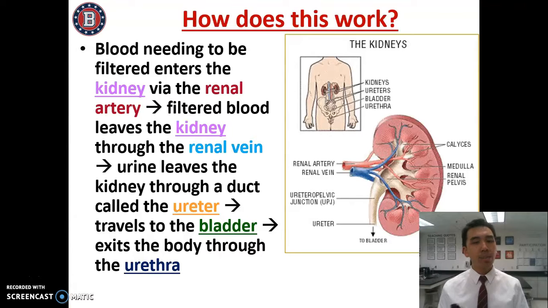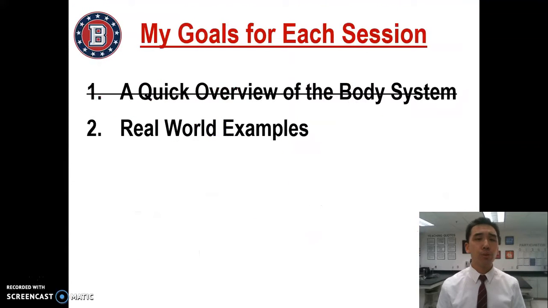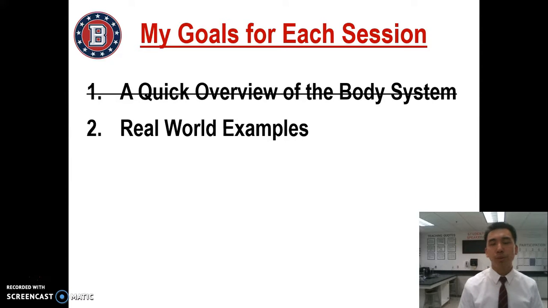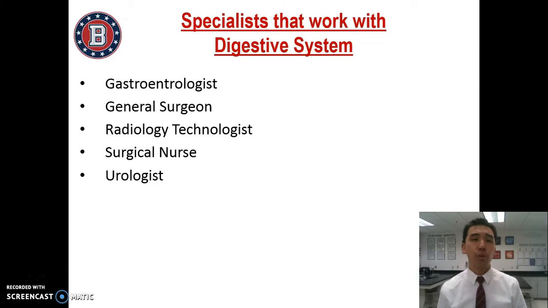And then the urine leaves. So the urine is pretty much all the nitrogenous waste. And it goes through a duct called the ureters. And then it travels to the bladder where it's stored. And then finally it's expelled through the urethra. Okay, so in short, there's a quick summary of the urinary system. If you're interested, go ahead and take a look further at it.